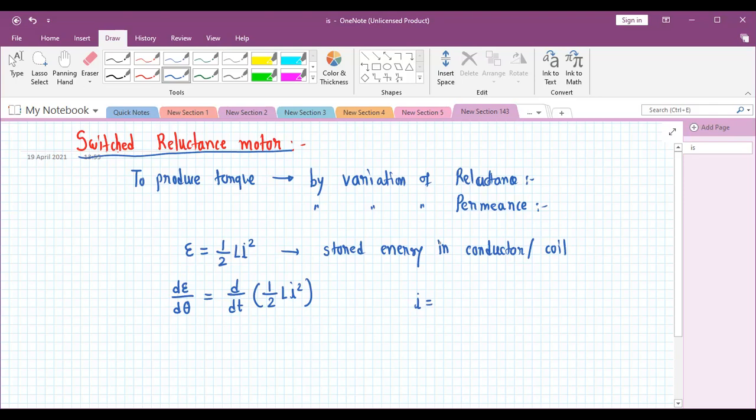Whatever topology we are applying, using that, we can say the current is an independent variable, which is injected by an inverter or converter.